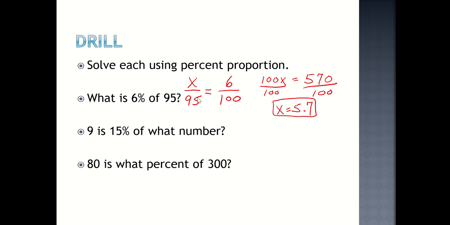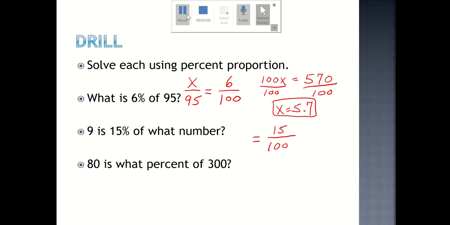Were we solving for a percent here? No, we weren't. Remember, the only percent is going to be over 100, and we were not solving for that percent. An area where I see kids make mistakes here is they forget to put the equal sign in your proportion. All right, the next two, 9 is 15% of what number?